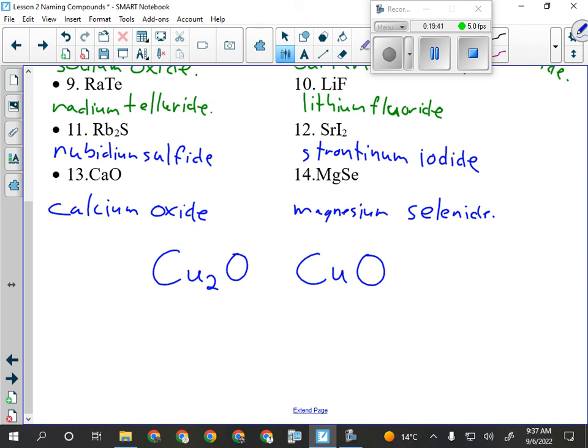So when we have multivalent metals, we have to add something to the name to tell people this is the copper that has this charge, and this is the copper that has this charge. Now, first thing that means is I have to figure out which charge this copper has. So, you guys learned about the drop and swap last year, right? You learned about how to write the charges at the top and then switch them.